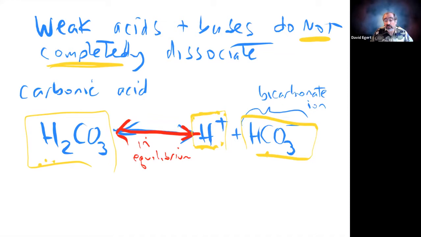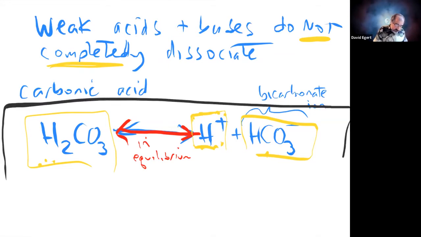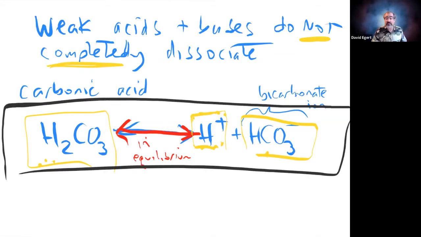But it's going to do something really interesting in terms of being a buffer. So this is a critical part of buffers. These weak acids and their conjugate bases are going to be at the core of these buffer systems, and it works like this. It's easier to think of if we just think about half of it right now. Look at this half of it.